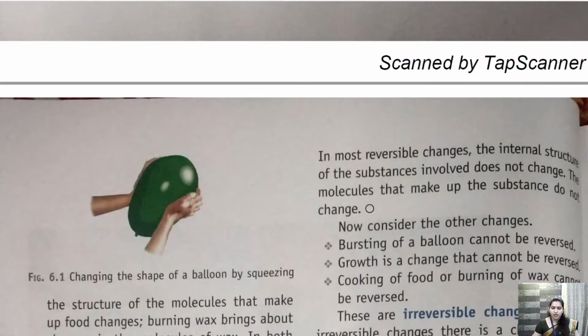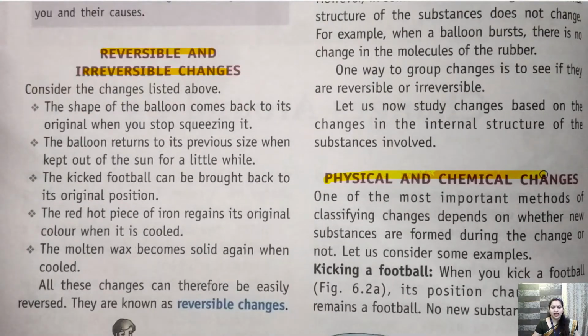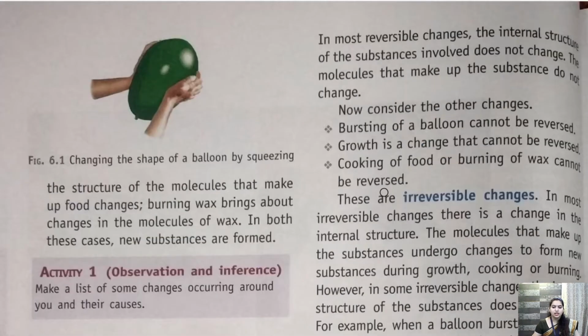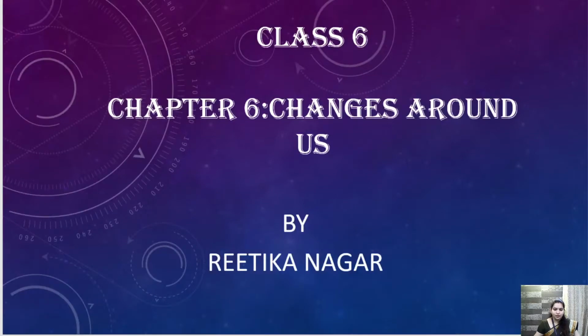So today in this chapter we will be studying reversible and irreversible change and also physical and chemical changes. I hope you have done the homework that I told you, to read the first 2 pages. I hope most of you have done it. So children, now I am going to share the PPT and I will make it clear what reversible and irreversible changes are. Chapter number 6, Changes Around Us.